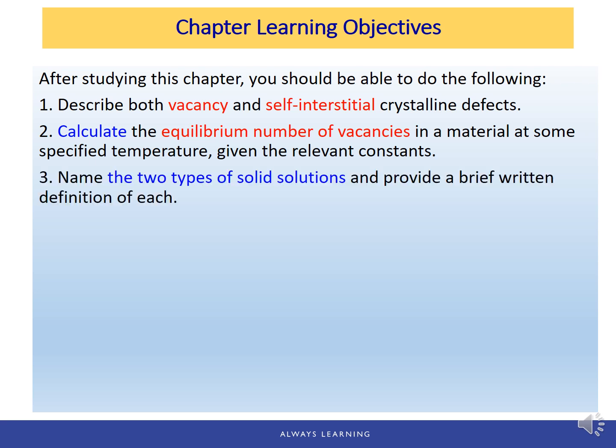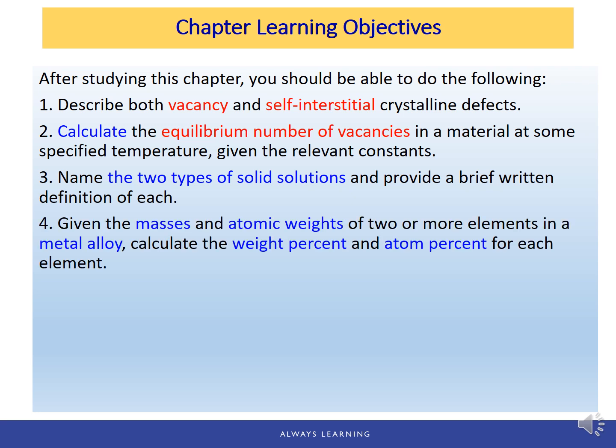Name the two types of solid solutions and provide a brief written definition of each. Given the masses and atomic weights of two or more elements in the metal alloy, calculate the weight percent and atom percent for each element.